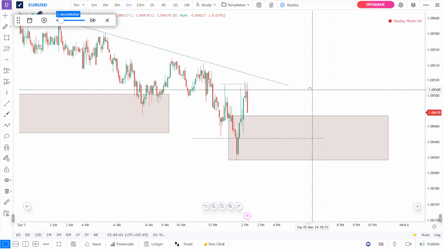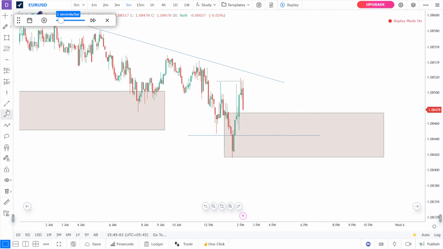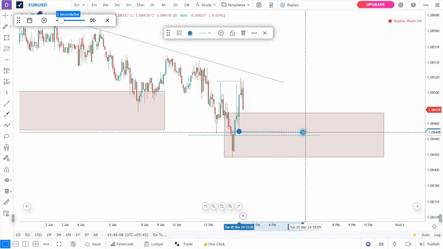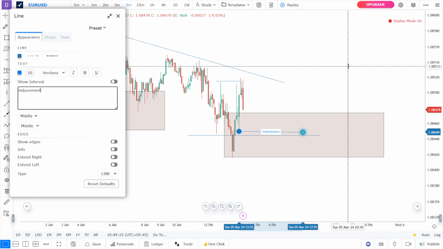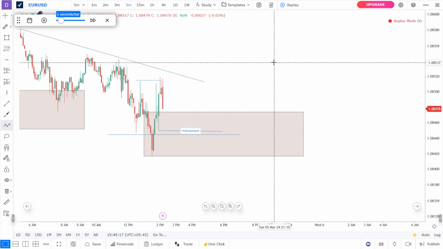So here the price takes the liquidity out. Now we are looking for some form of inducement. So this is the inducement. So what is inducement? For those of you who don't know what inducement is, let me explain.